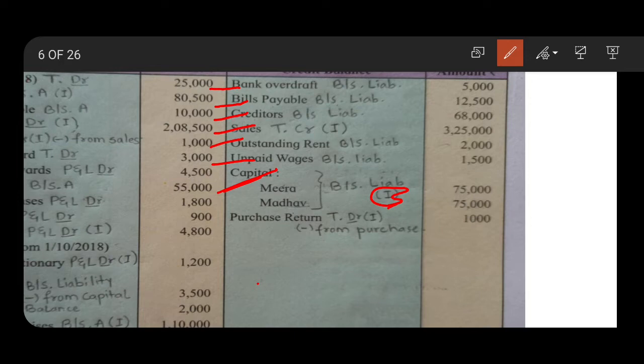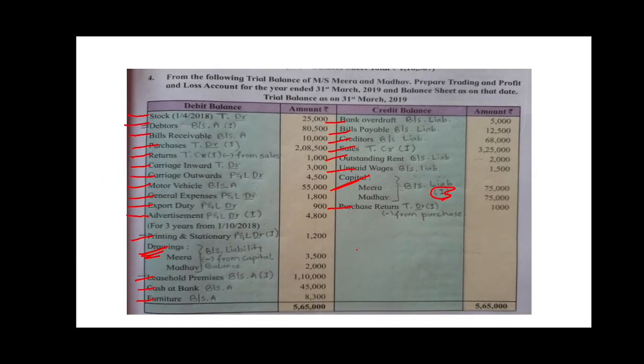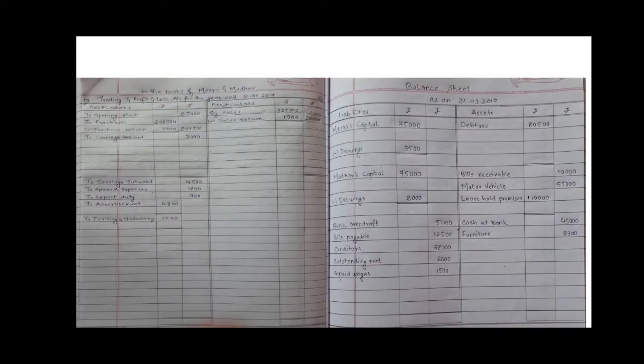As we add net profit or deduct net loss from it, and the drawings which were given in debit balances are deducted from this capital. The last is purchase return: trading account debit side, in the inner column, which we deduct from purchases. Okay, so in this way you will transfer all the items.